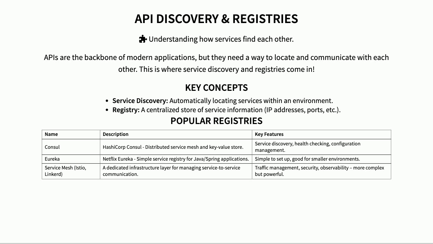Popular options include Consul, which is a really robust system from HashiCorp, Eureka, Netflix's solution, easy to get started with for smaller projects, and then there are service meshes like Istio or Linkerd, which provide even more advanced features around managing how services talk to each other, including traffic management and security.